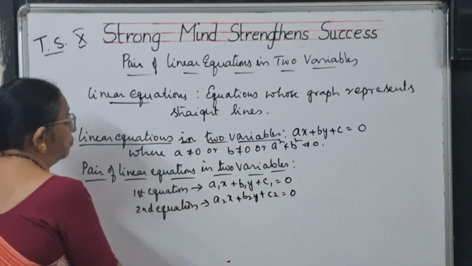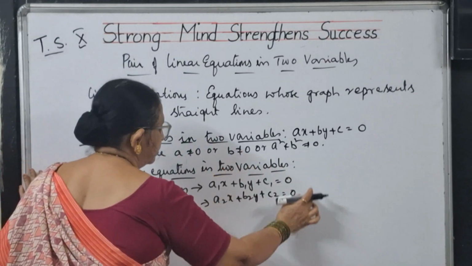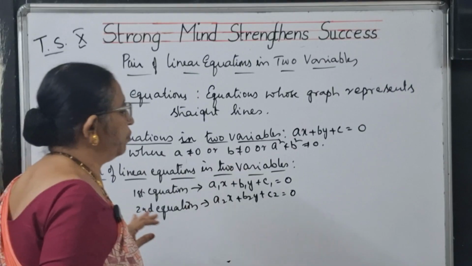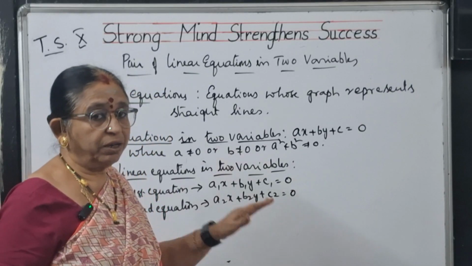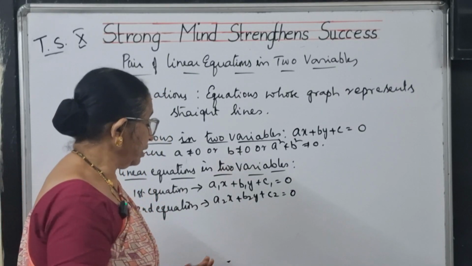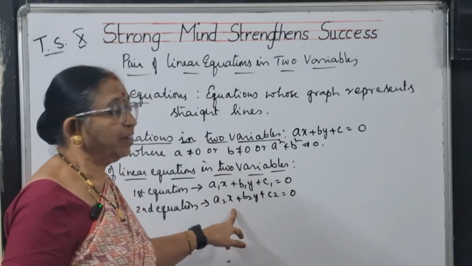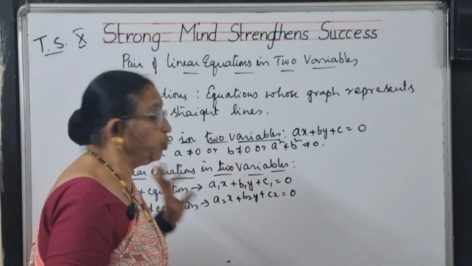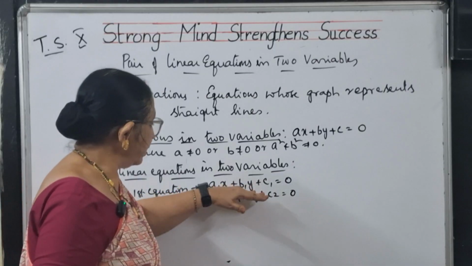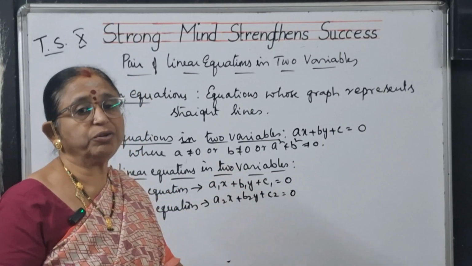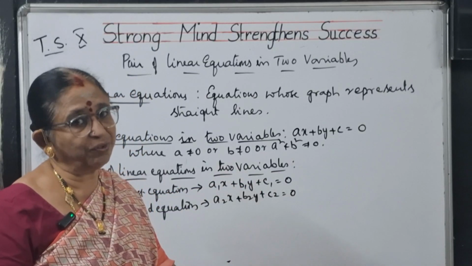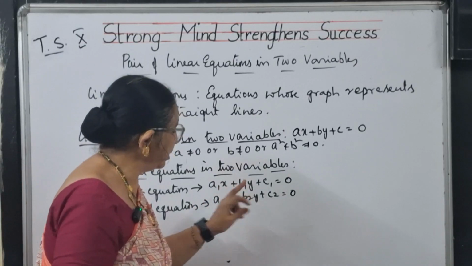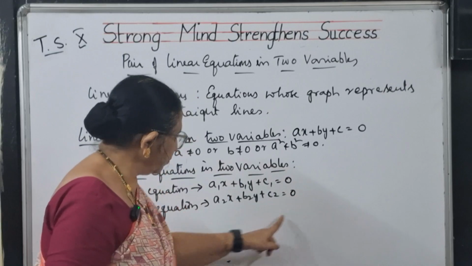So, pair of linear equations means these two equations you are going to use to find the solutions of the sum. That means to find the value of x as well as the value of y, we require two equations, children. In one equation, it is not possible to find out until and unless one value is given. If you want to find the values of x and y, you definitely require two.